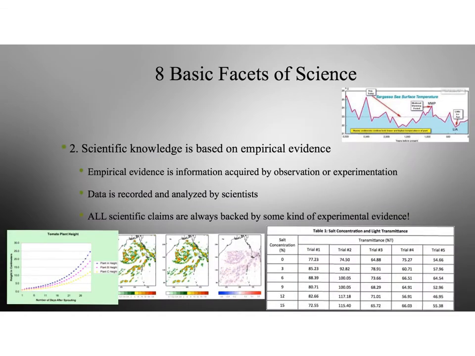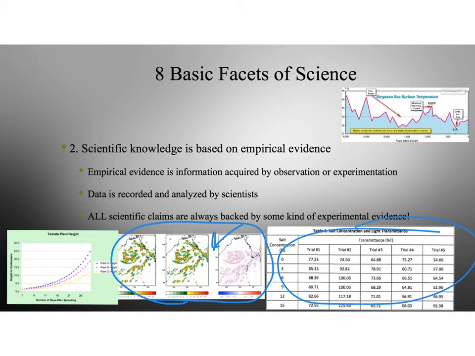So by using your different variety of methods and observations to help answer your question, you're going to be gathering data. And that's our second facet of science: scientific knowledge is based on empirical evidence. And empirical evidence is just the information that you acquired by doing your observations or measuring in your experiments. So all scientists are going to record and then analyze their data. So they may record data on data tables like this. They may have data gathered from their computer analysis machines, like climatologists, like this kind of data here.